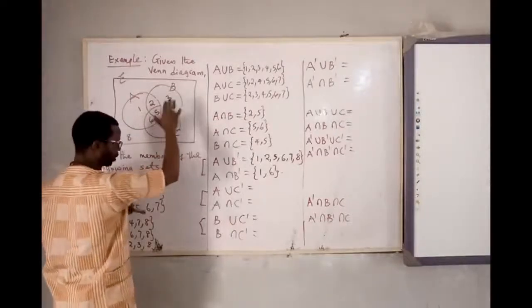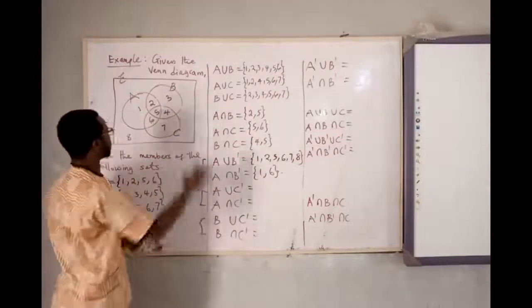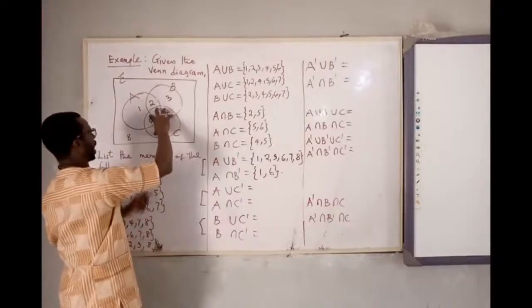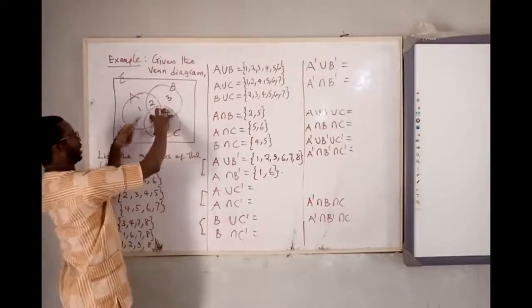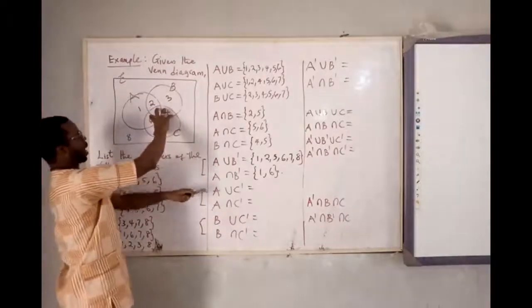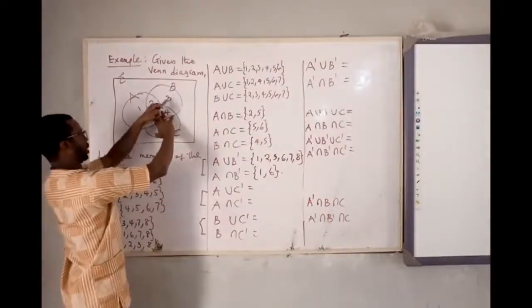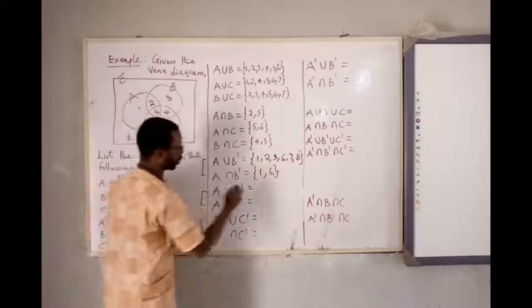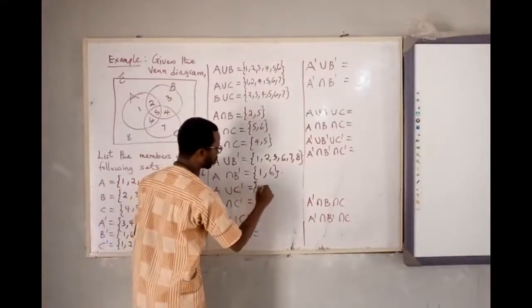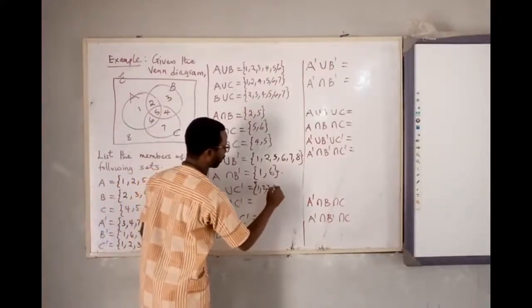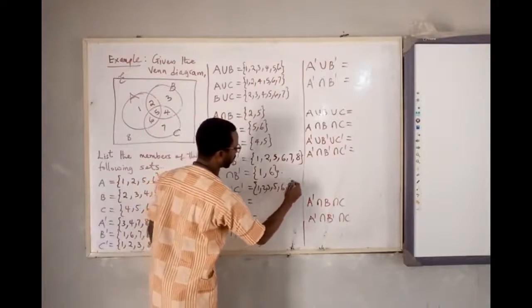I repeat. The prime C. I come over here, delete C. I have 1, 2, 3, and 8. They want me to add it to A. So add what you have in A. That is 1, 2, 3, 5, 6, 8.